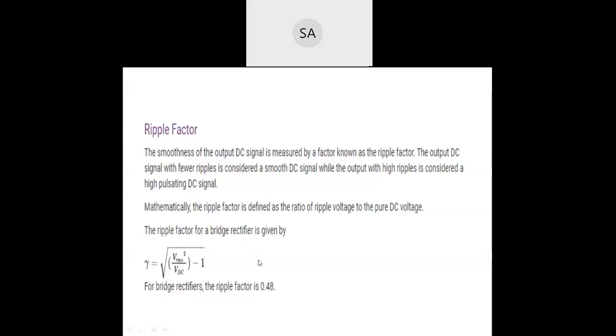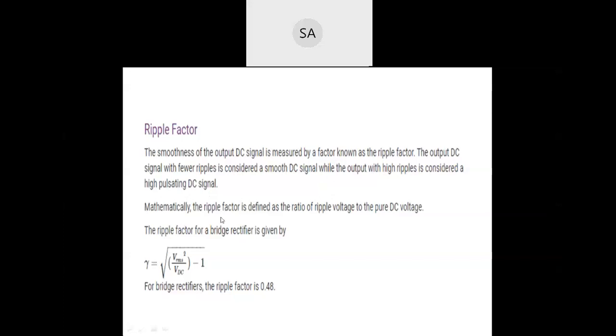The smoothness of the output DC signal is measured by a factor known as the ripple factor. The output DC signal with few ripples is considered a smooth DC signal, while the output with high ripples is considered a highly pulsating DC signal. That means an AC component is present in it. High ripples means more AC.